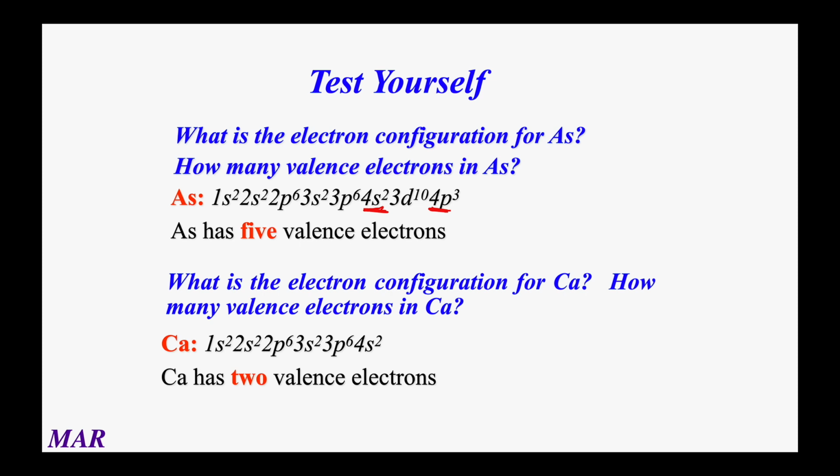3s2 3p6 gets us to argon, and then 4s2 outside of that. You could also write calcium as argon, Ar in square brackets, 4s2. That would be the noble gas notation, and that's fine. Calcium is in group 2A. The 2 tells us it has 2 valence electrons.